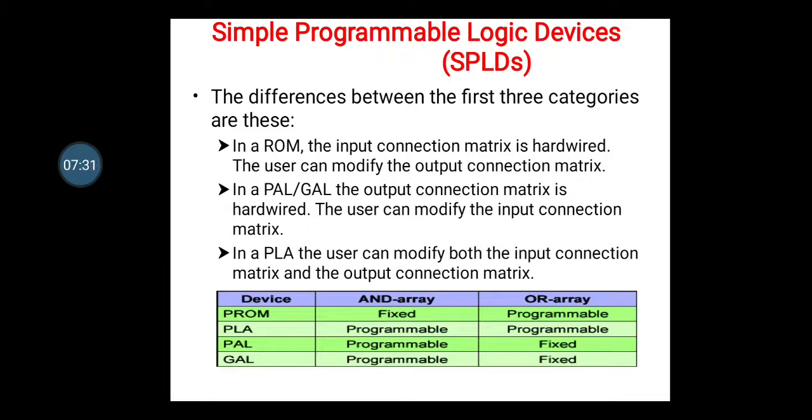In PAL and GAL, the output connection matrix is hardwired. So that OR side matrix connection is completely done. You can't do anything there, but the user can modify the input connection matrix. So on the AND side, the input connection between the AND and the buffer, you can make different connections. In PLA, the user can modify both the input connection matrix and the output connection matrix. So both you can modify according to the design. So that is the difference between ROM, PAL, GAL and PLA.